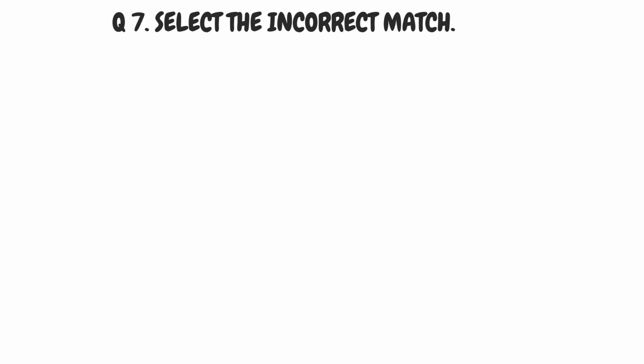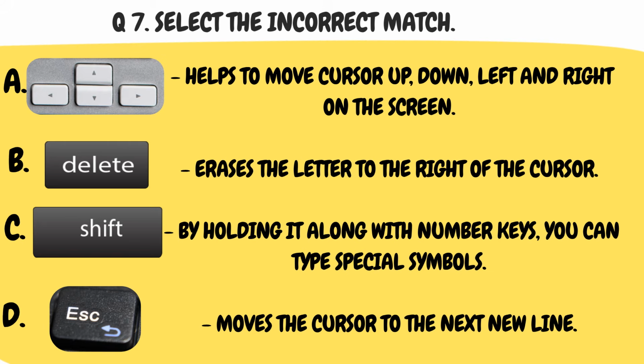Select the incorrect match. A. Arrow keys or navigation keys help to move the cursor up, down, left and right on the screen. B. Delete key erases the letter to the right of the cursor. C. Shift key, by holding it along the number keys you can type special symbols. D. Escape moves the cursor to the next new line. The answer is D. Escape moves the cursor to the next new line is an incorrect match.